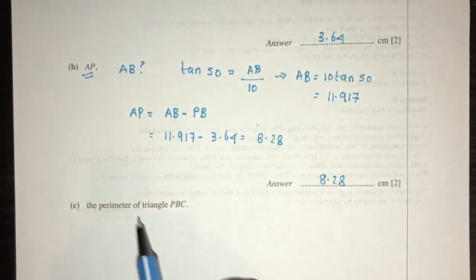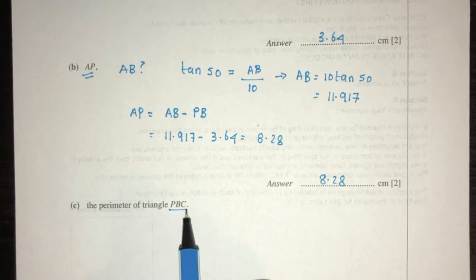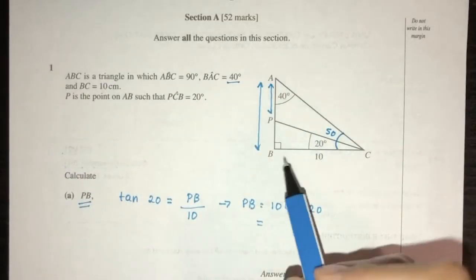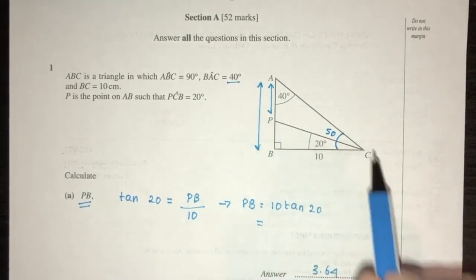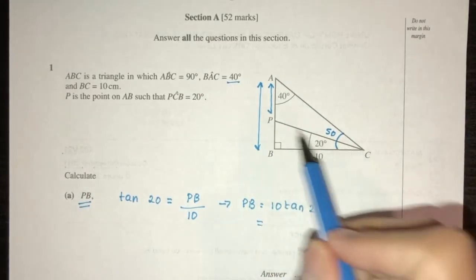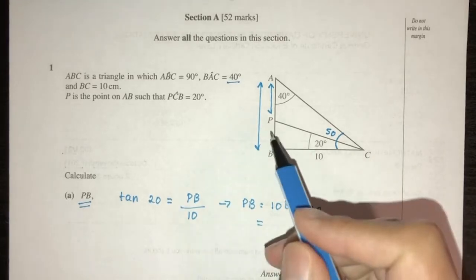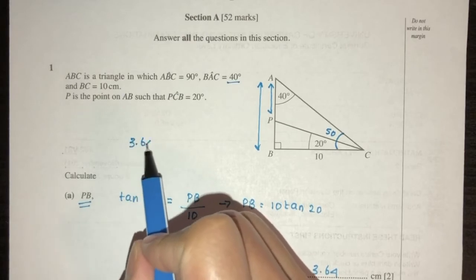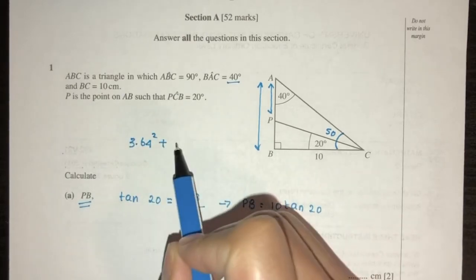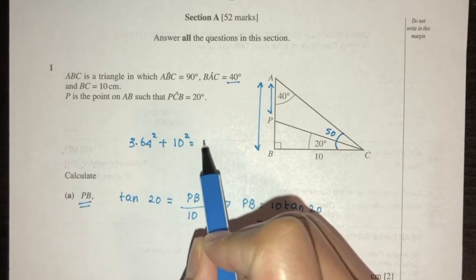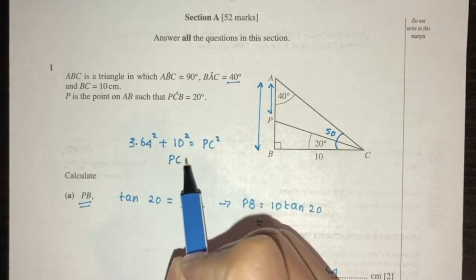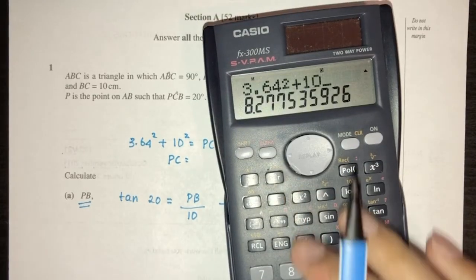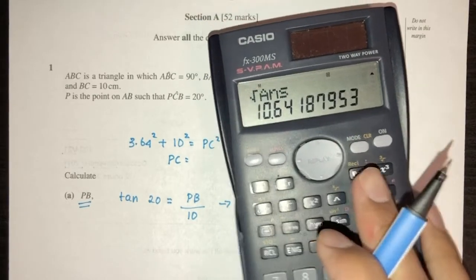Now for part C, find the perimeter of the triangle PBC. So PB we know already. BC we know, we have to find PC. So since we have a right angle triangle, we can use the Pythagoras theorem. So PB square, 3.64 square plus 10 square is supposed to give you PC square. So PC is equal to what? Square root of 3.64 square plus 10 square, that should give you 10.6.